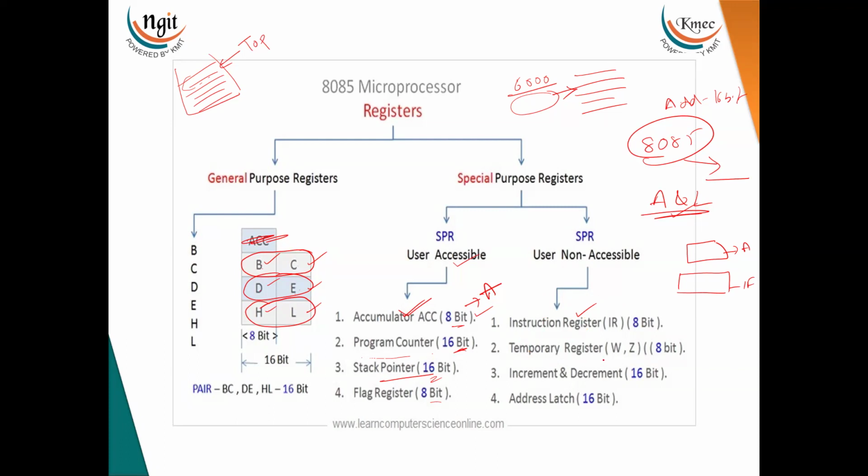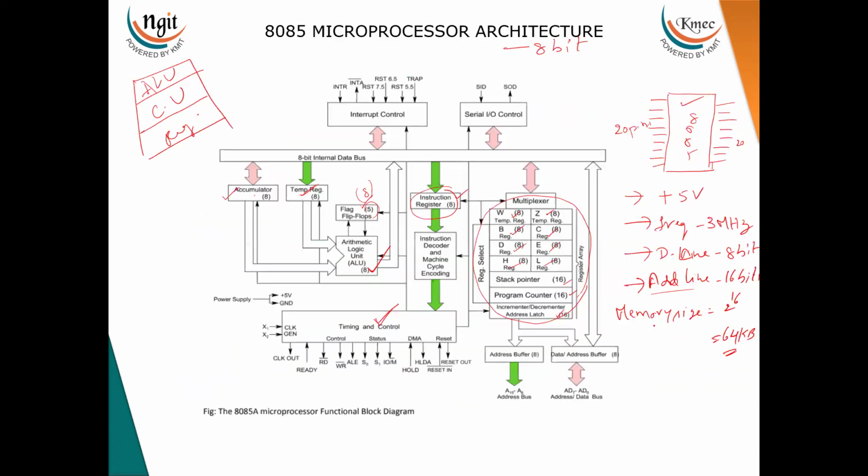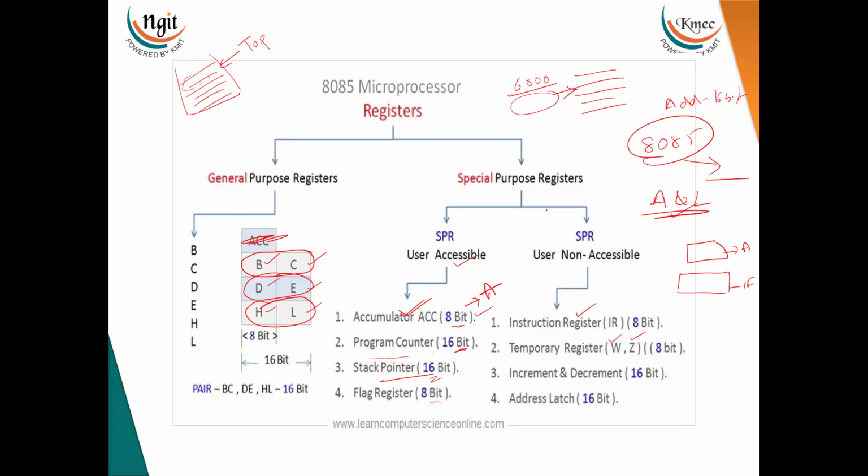Now coming to the temporary registers W and Z. These two are the temporary registers, used by the processor internally. Suppose we want to exchange the DE register content with the HL register content. For that we have one instruction, XCHG. This is nothing but exchange. Exchange means it will exchange the content of the DE pair with the HL pair. So the 16-bit content will be exchanged with the HL register pair.